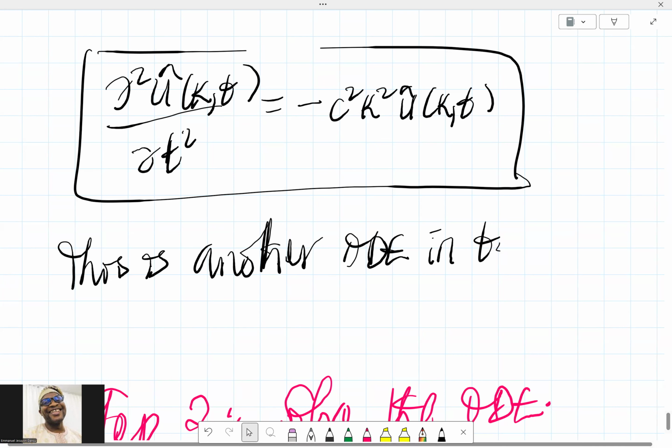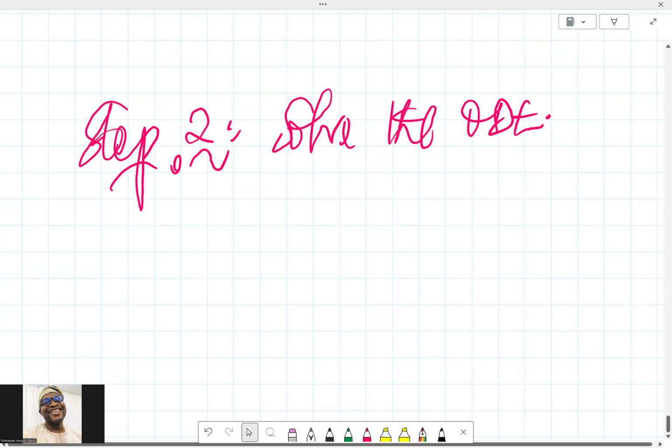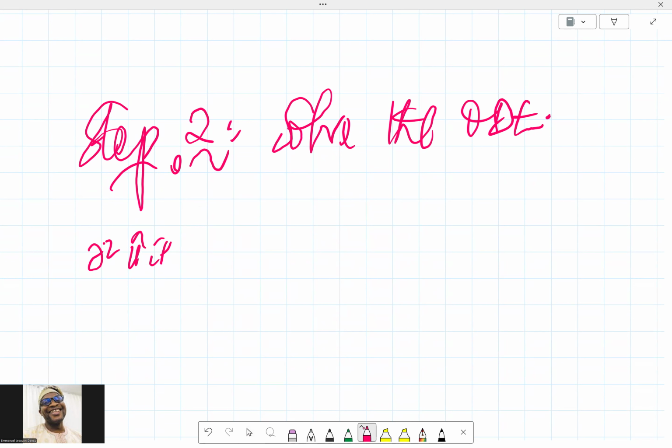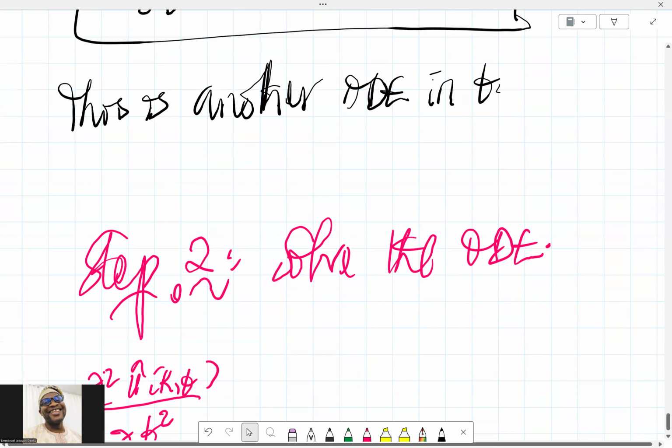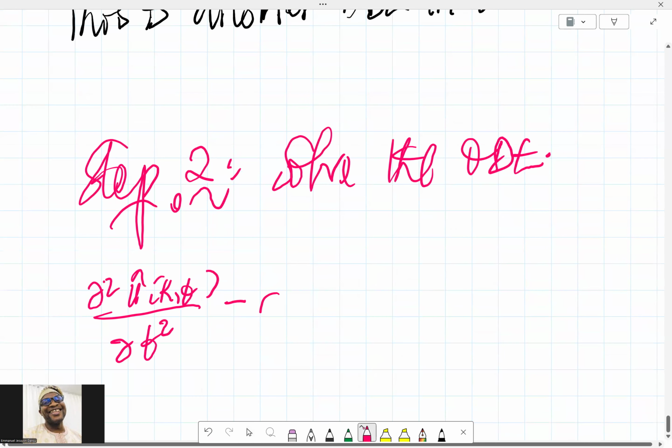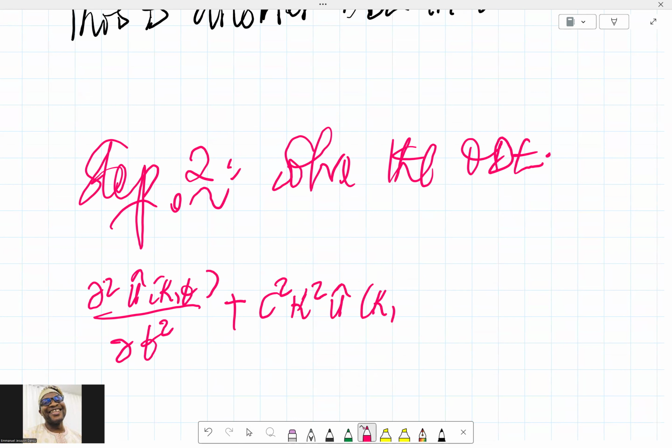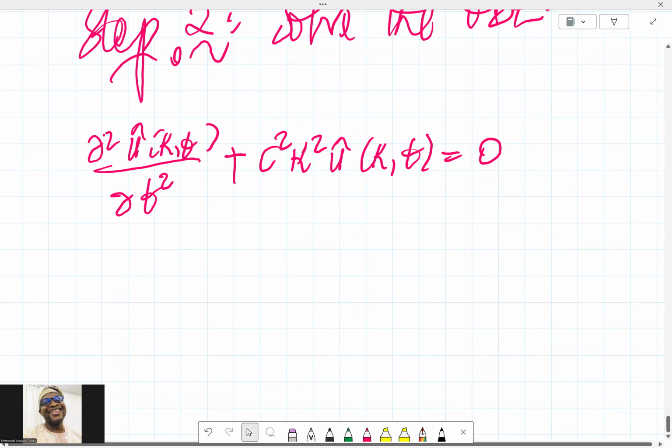I need to calmly solve it so we can get it. To solve the ODE, so again, the ODE is, if you like, partial squared u cap of k comma t all over partial t squared. So we can bring this over. That will be plus c squared k squared u cap of k, t equals 0.